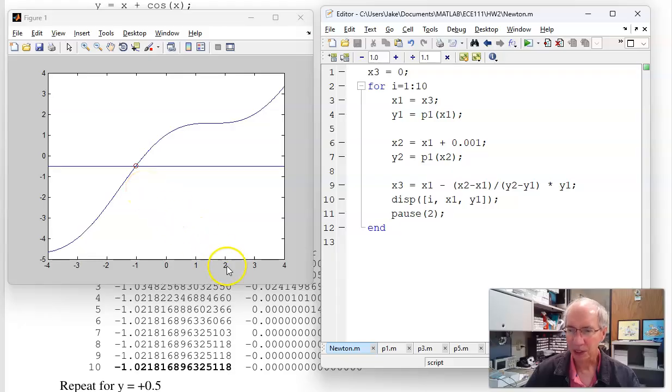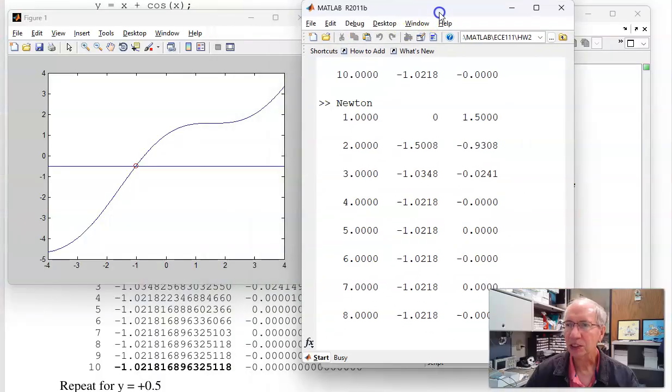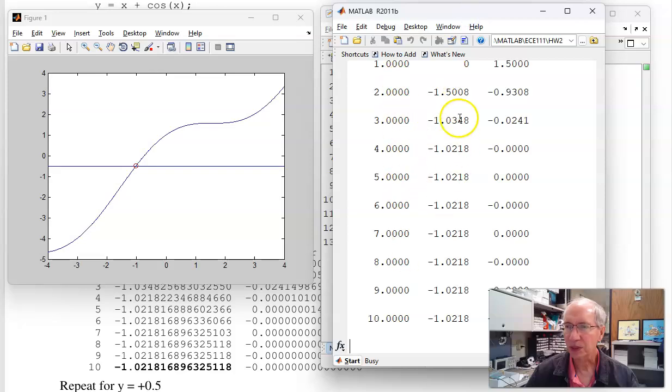If I look over at the command window, the command window is showing what's happening. So this is showing my guess number, what x is, here's the error. And pretty quickly the error is driven to 0. Newton's method converges really fast.